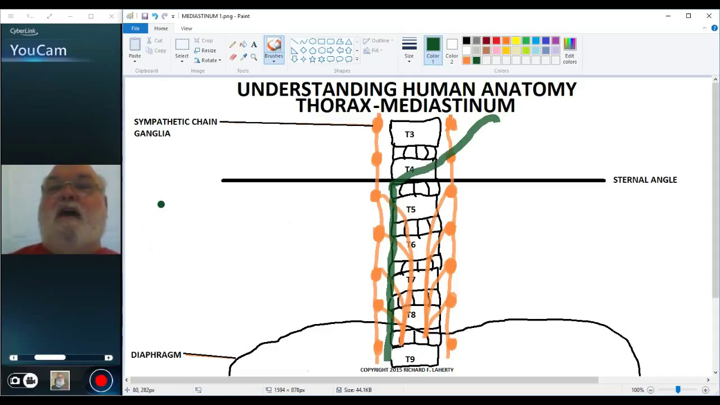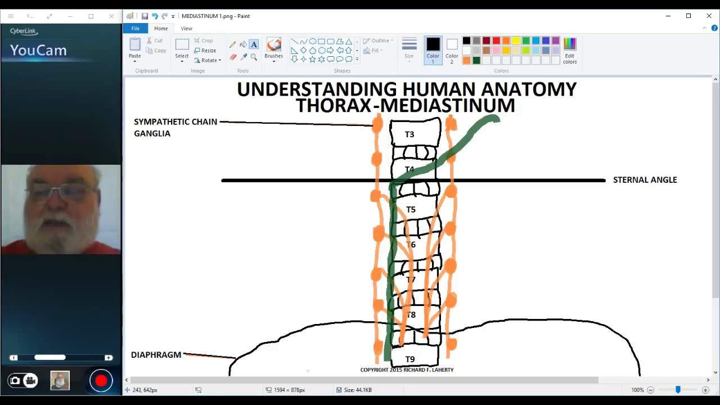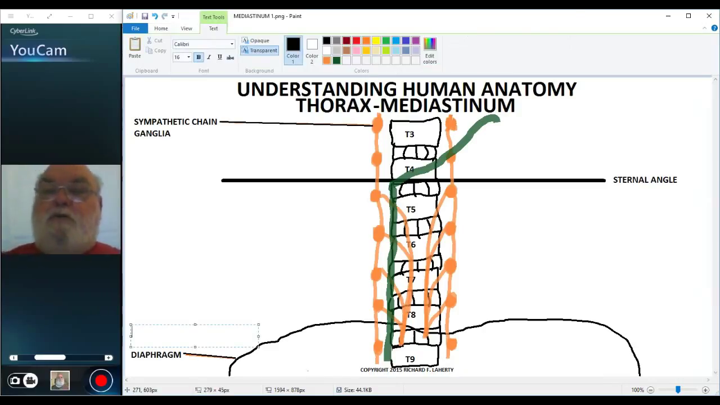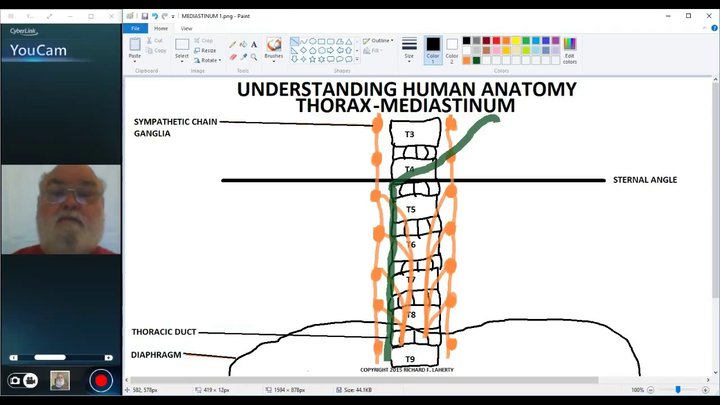Now, the thoracic duct will empty into the left subclavian vein. And since we haven't drawn the veins in yet, I can't draw the end of the thoracic duct. So we'll put that in as we get more of this diagram put together. I'm trying to work from the posterior and move forward. And we'll have now a label going to the thoracic duct.